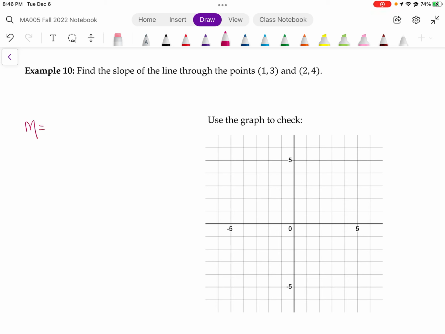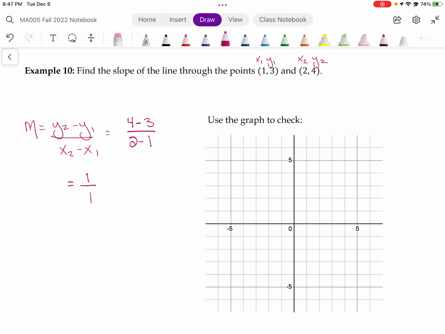So m equals y2 minus y1 over x2 minus x1. You can make either one first, whichever you want, but I'm just going to go first one is 1, second one is 2. So that's going to give me 4 minus 3 over 2 minus 1. If you didn't do this already, you might want to pause now and see where I got those numbers. Make sure you know where they're coming from and that you could do that yourself. So I get 4 minus 3 is 1, 2 minus 1 is 1.